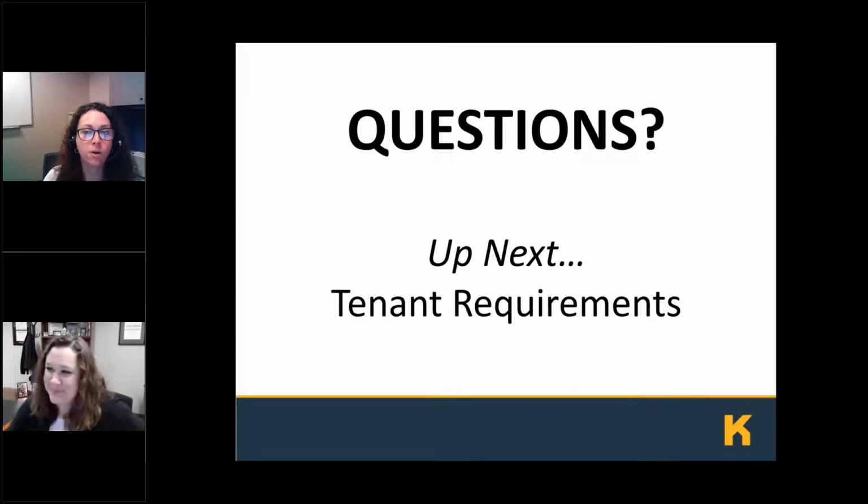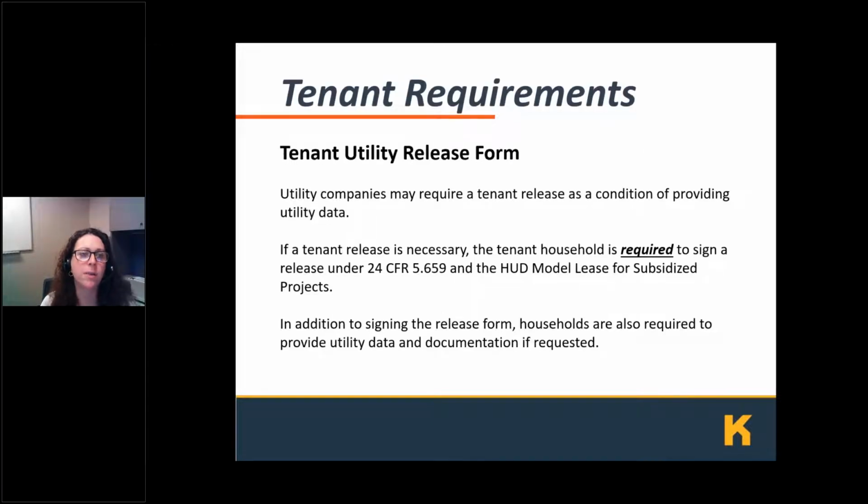Well, we're going to go ahead and move on and talk about tenant requirements. As you know, there's lots of requirements for the owner agents, for you all, for the tenants. It's a little overwhelming, so we're going to try to break that down a little bit for you, more specifically as we're talking about your utilities. Utility companies may require a tenant release as a condition of providing that data that you need for these baselines. I don't know that all of them do, but I'm going to say the good majority will require a tenant release form. So it's safe to assume that you will need one.